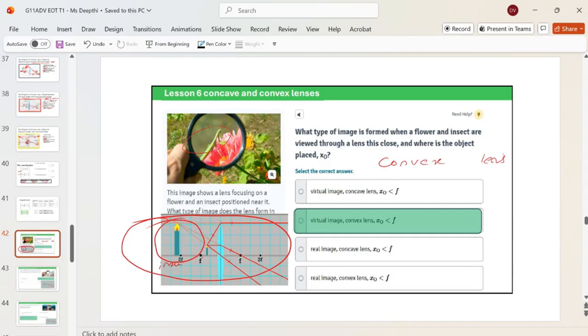See, the candle became very big. The image is very big here. So when the object is between F and the lens, not the mirror, between F and the lens, the image becomes very big. So those are the two conditions for a convex lens to form a bigger image.